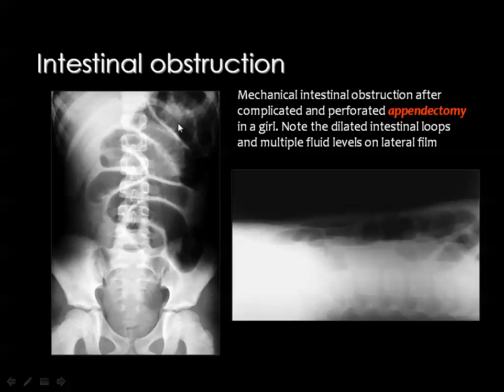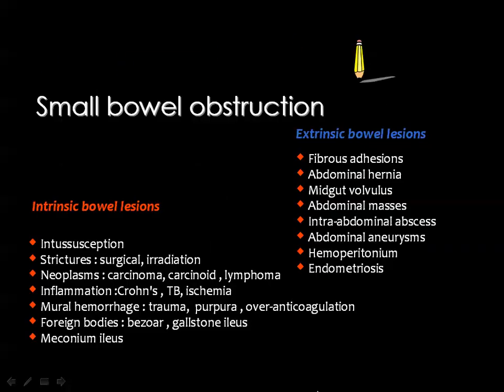And here you can see dilated jejunal and ileal loops, meaning that the obstruction is distal to the site of the ileocecal junction, or maybe at that level in particular. And in this patient, the lateral decubitus showed multiple air fluid levels, as you can see.